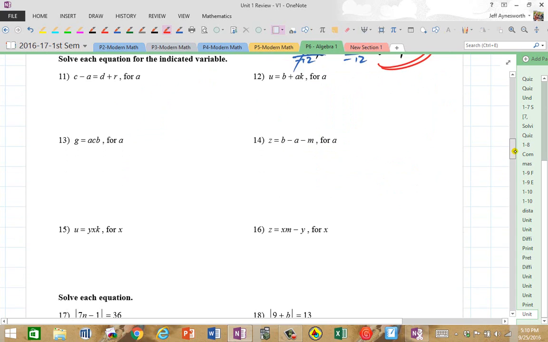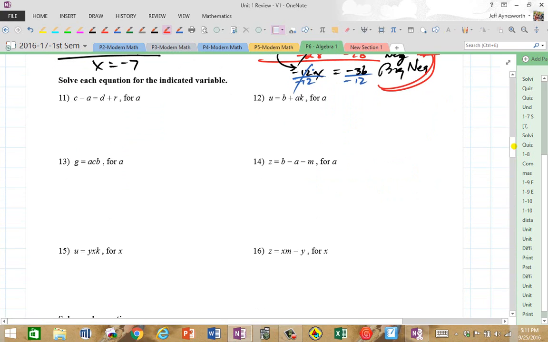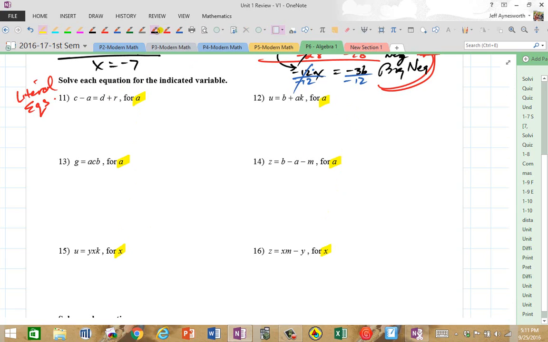Okay, now on the literal equations. Literal equations. So we want to solve for these particular variables here. All right, I'm just going to highlight them so you know what I'm doing. So in this equation that they give us here, we're going to take it and solve for that particular variable. And that variable is right here.